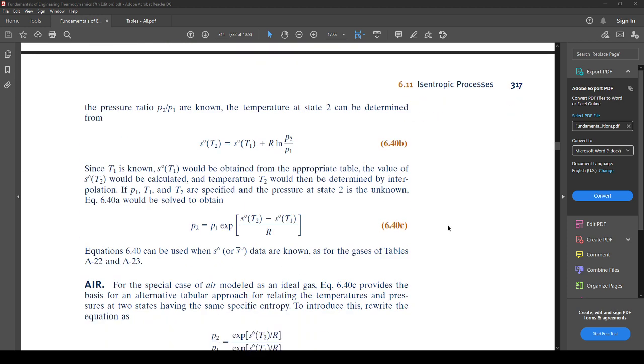It says, since T1 is known, s°(T1) would be obtained from the table, then the value of s°(T2) would be calculated, and the temperature T2 would be known. I'm not going to go too much more into this because essentially it's all just equation solving. It's all maneuvering the equation and finding the unknown. If you know any combination of these things, you will be able to solve for any of the other ones. That's what they're saying.